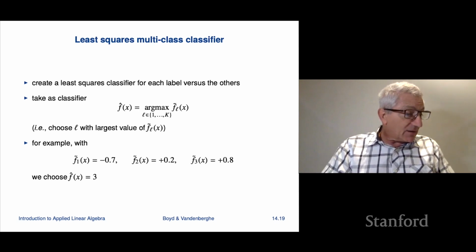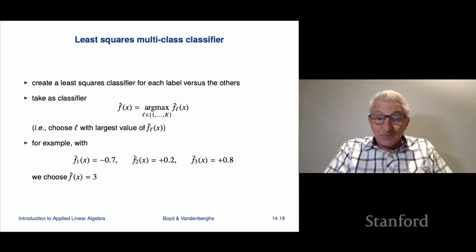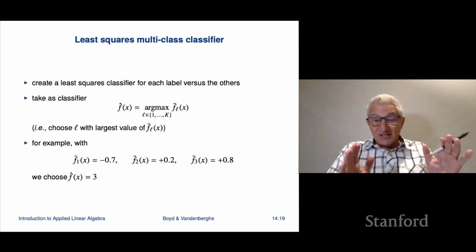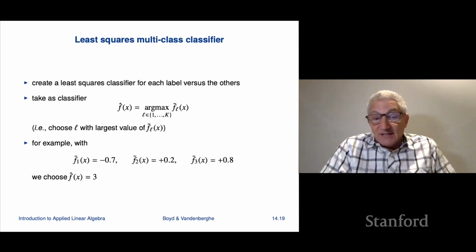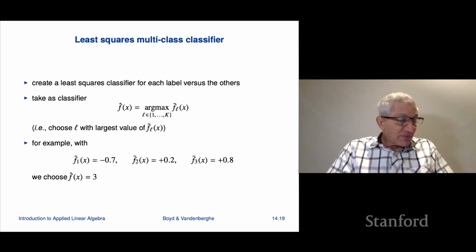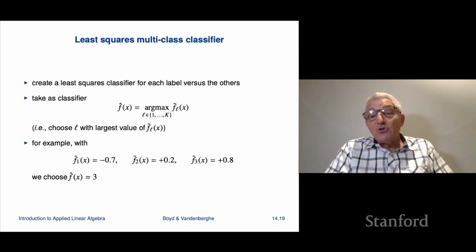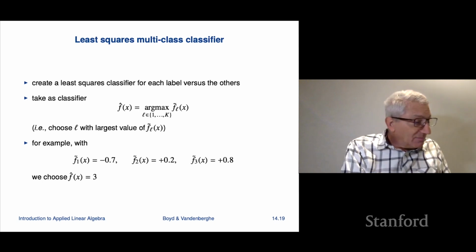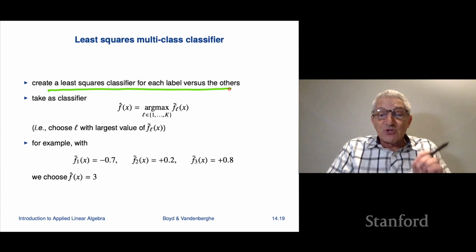Okay, so let me explain a way to do this. As with Boolean classification, you will learn different and more sophisticated and, honestly, better methods to do multi-class classification. But the least squares one is not so bad, and it introduces some ideas that will be useful, and it just uses the stuff we have in the class so far. So having said that, let me explain how you could do it using least squares. This is a very simple method. What you do is you create a least squares classifier for each label versus the others.